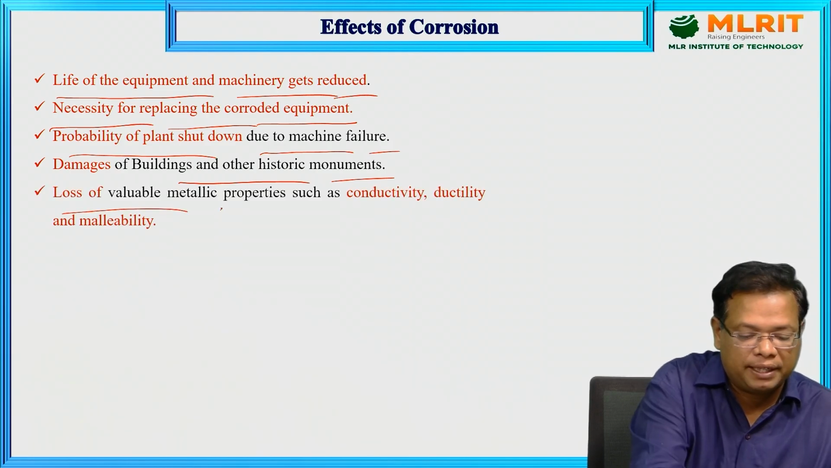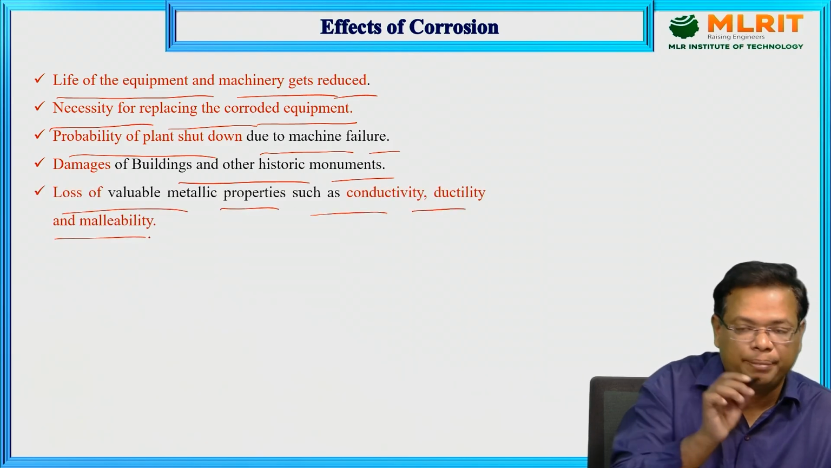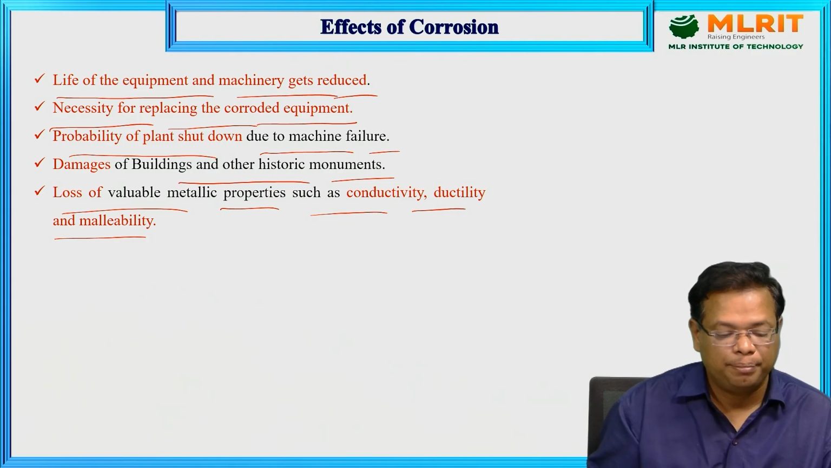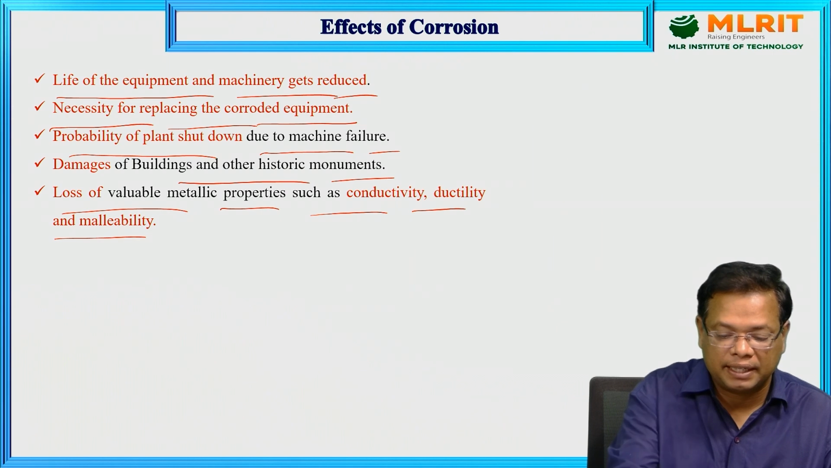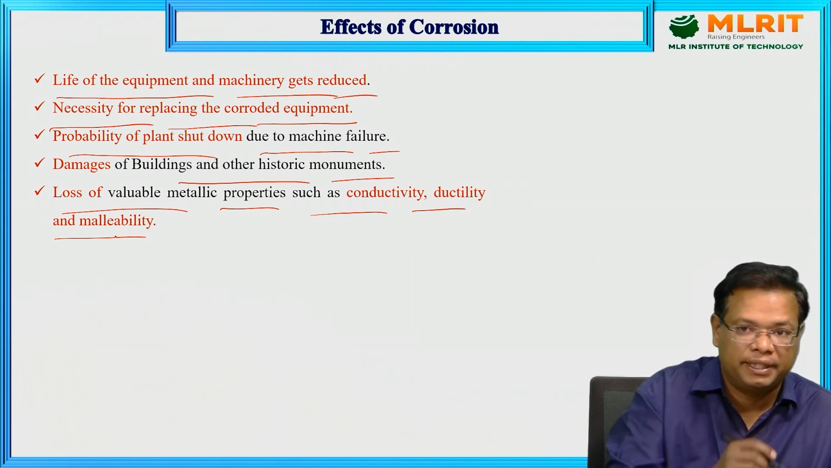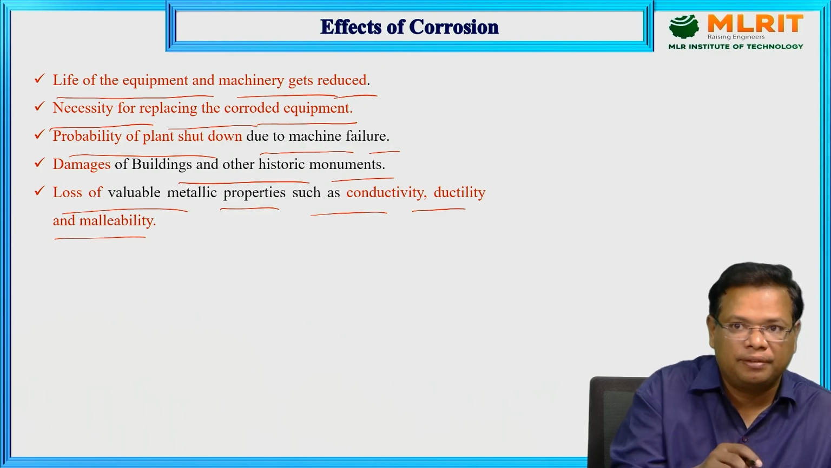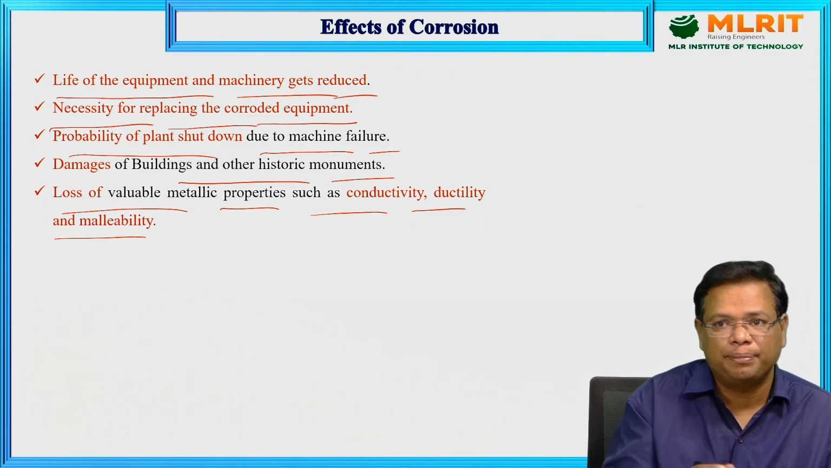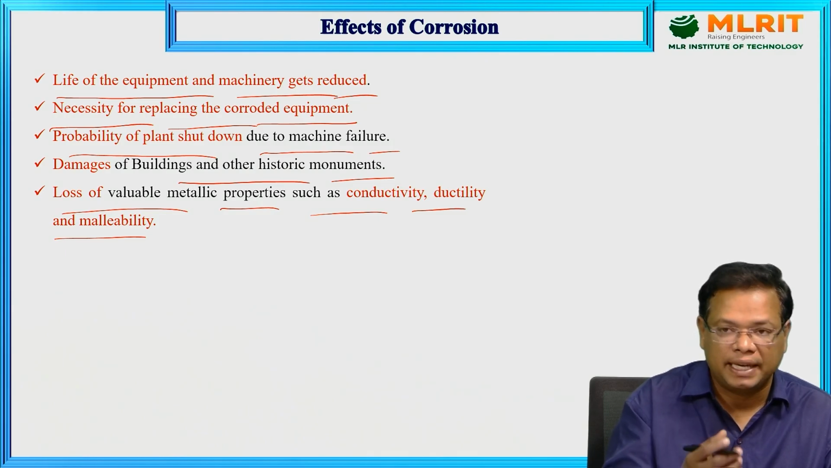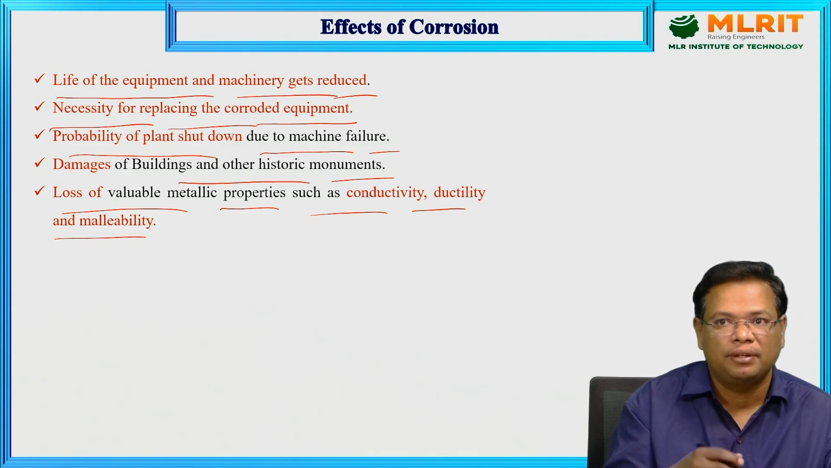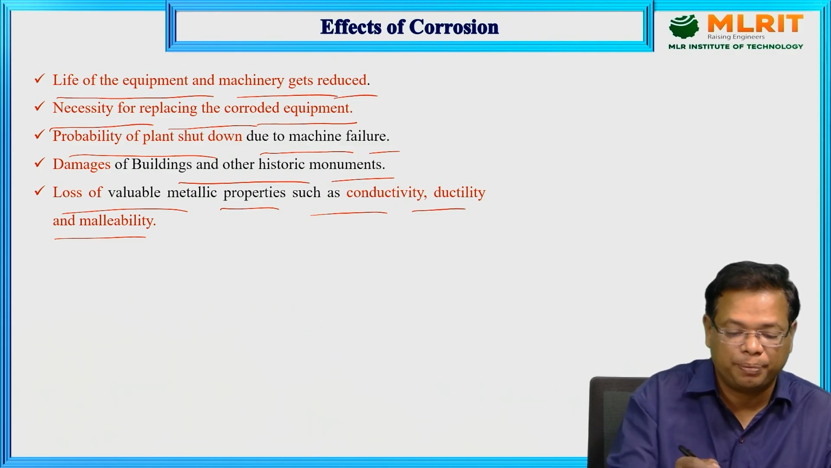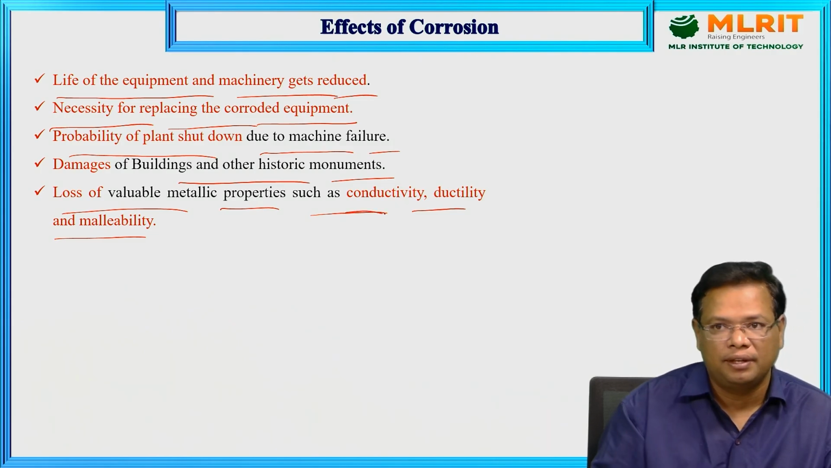Loss of valuable metallic properties such as conductivity, ductility and malleability. So loss of valuable metallic properties. Always we will find some properties like conductivity, ductility and malleability. So what are these things? Generally, metals will be flexible whenever we need to make them in certain shapes and sizes. So that kind of nature will also be lost by this corrosion. And conductivity is also lost. Conductivity, we know, is the flow of electrons or flow of current. So it will be lost due to the corrosion.